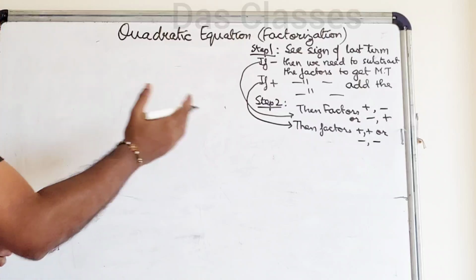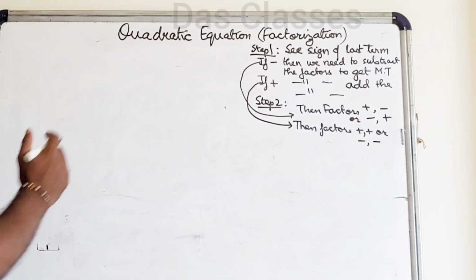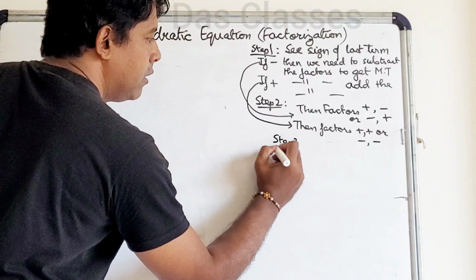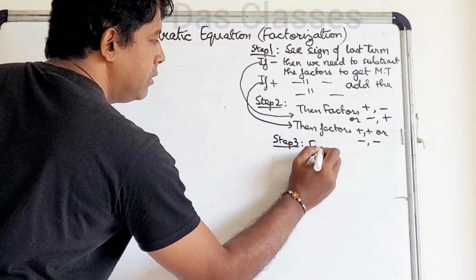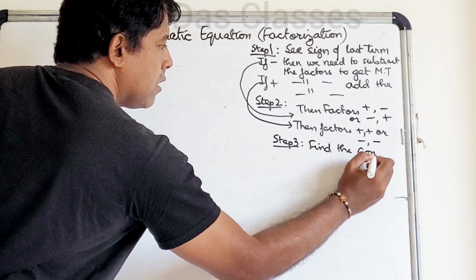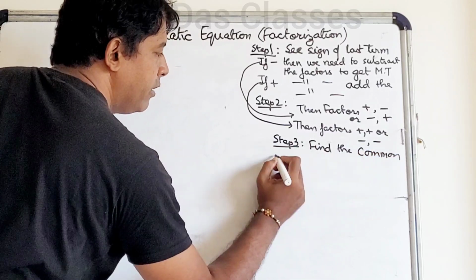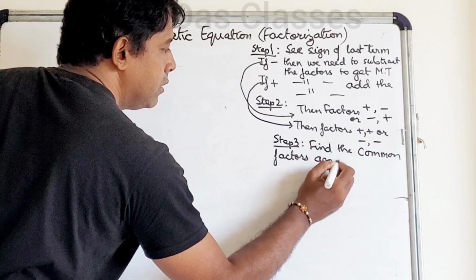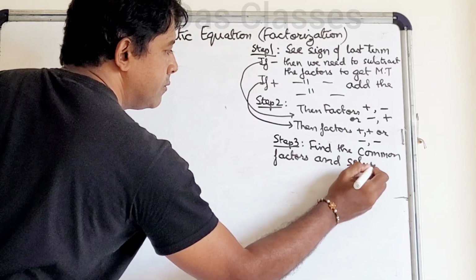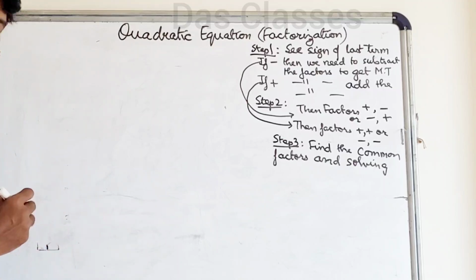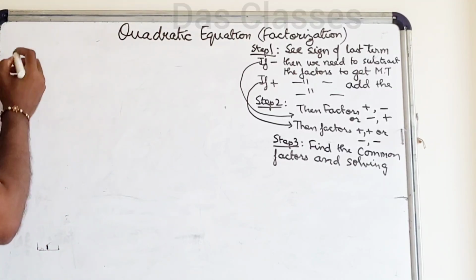We will check with the steps when we are doing, and after we have written the factors, step 3 is finding the common factors and solving. So let's take examples to understand how to do this.